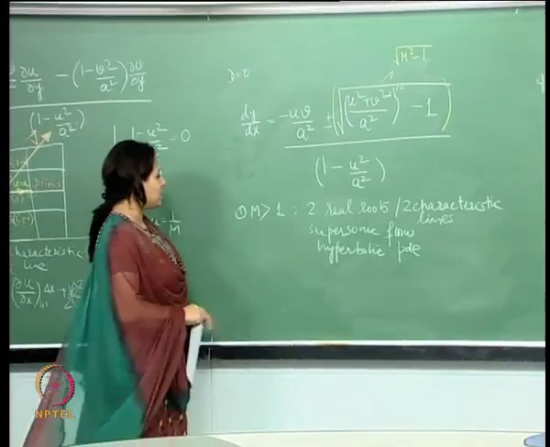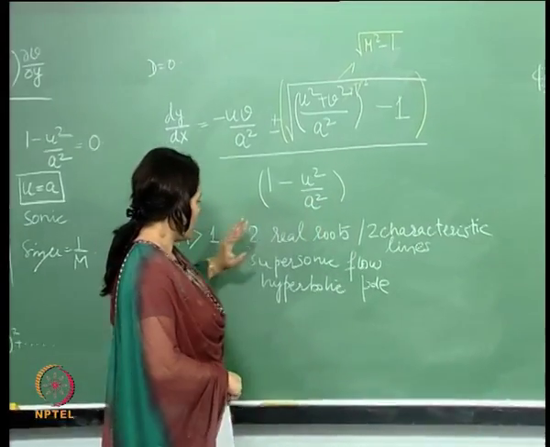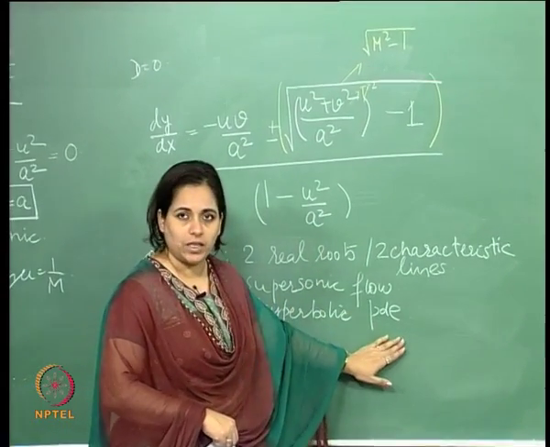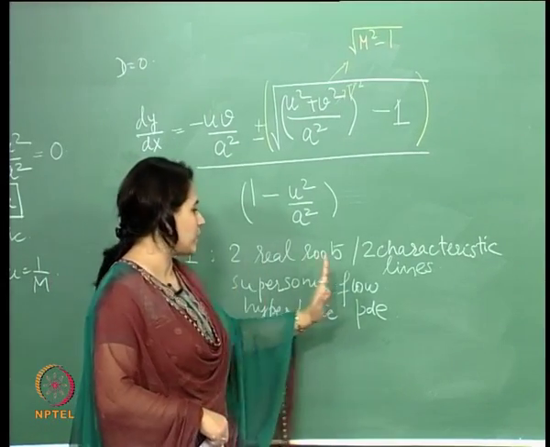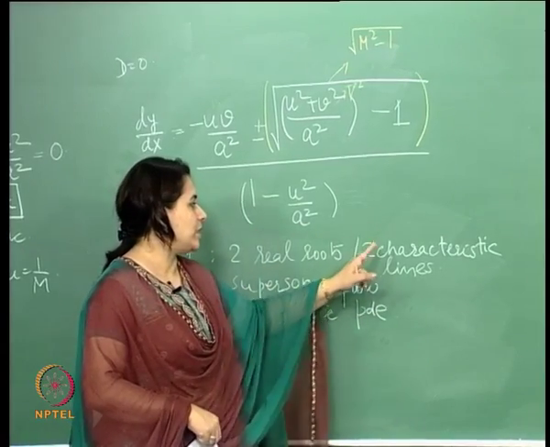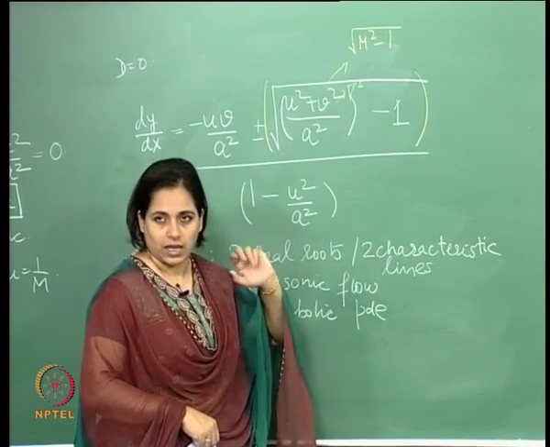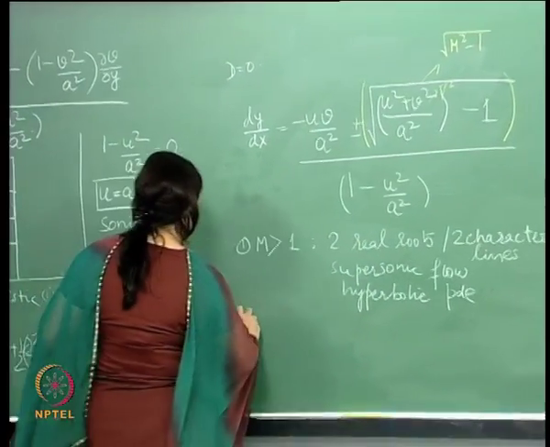So, mathematically what we get is these 2 real roots, which means this is a hyperbolic PDE. Now, physically what this means is that this corresponds to a supersonic flow, and we are basically looking at 2 characteristic lines here. Now, let us look at the second case.